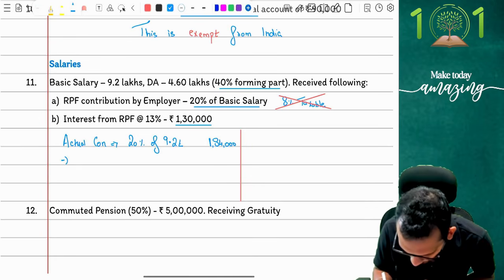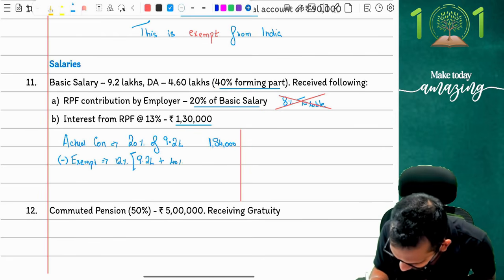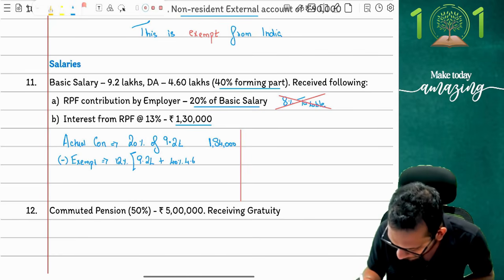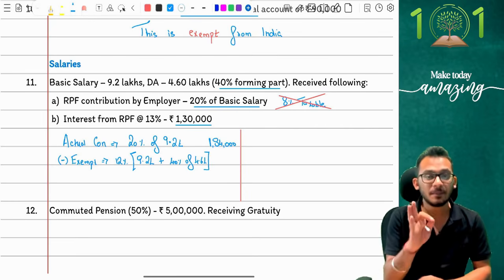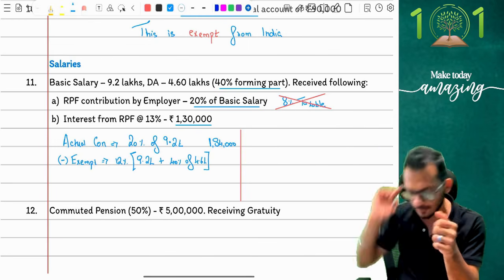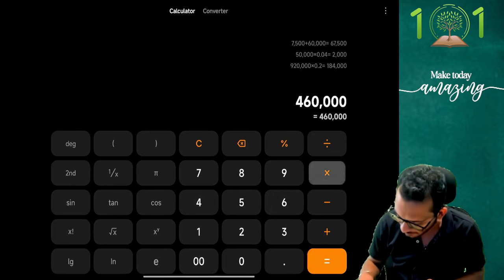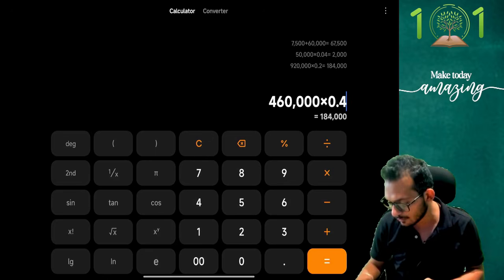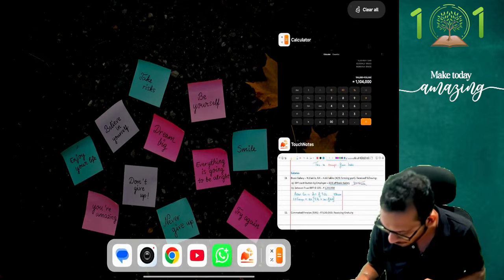Please look, what am I going to exempt? I am going to exempt 12% of 9.2 lakhs plus the 40% of 4.6 lakhs. Correct? Yes, people, the salary definition is what? Basic pay plus DA forming part. DA forming part is 40% of 4.6 lakhs. So first, 4,60,000 with 40% is the number, which is 1,84,000. To that 1,84,000, I will now add my 9,20,000 basic salary, which gives 11,04,000.